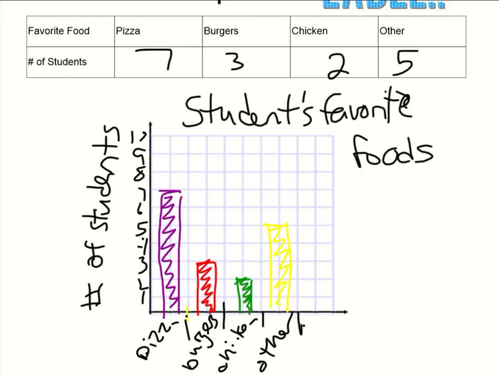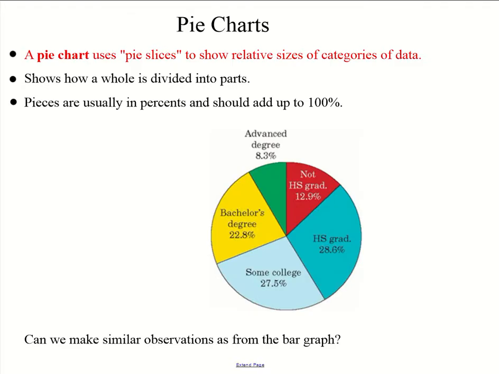Next, we're going to talk about pie charts. Alright, and so if we look at a pie chart, here's that exact same data about graduation and diplomas and stuff like that. And so a pie chart uses pie slices to show the relative size of categories. And so we have a whole pie and it's divided into the different parts. And what's really key is we need to make sure that all the pieces of the pie add up to 100%. And so if we look in our pie chart, it's the exact same data we saw on that table, the exact same data we saw on that bar graph.